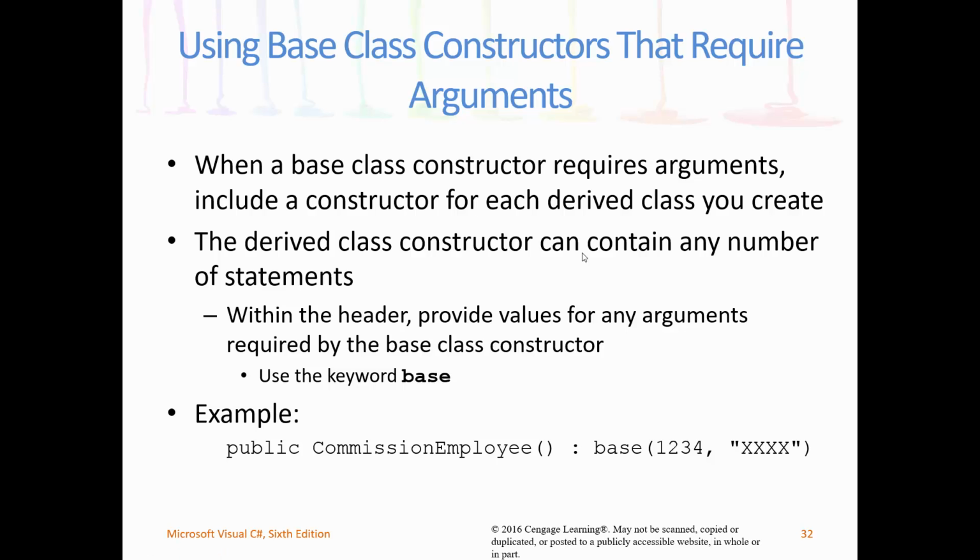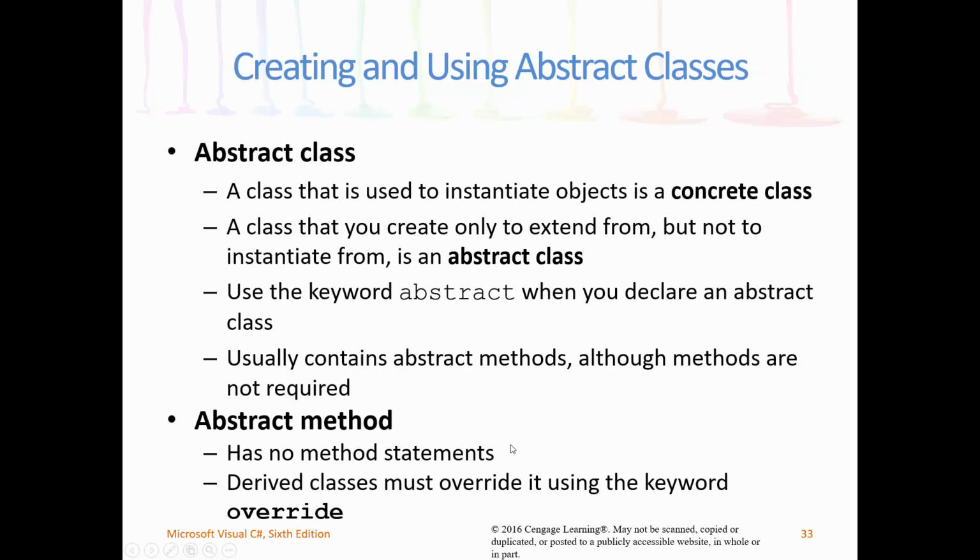All right. When a base constructor requires arguments, you include a constructor for each derived class you create. So in other words, if I have to call the base class and that base class needs something in its constructor, I pass that from right here. And that's what they're saying.